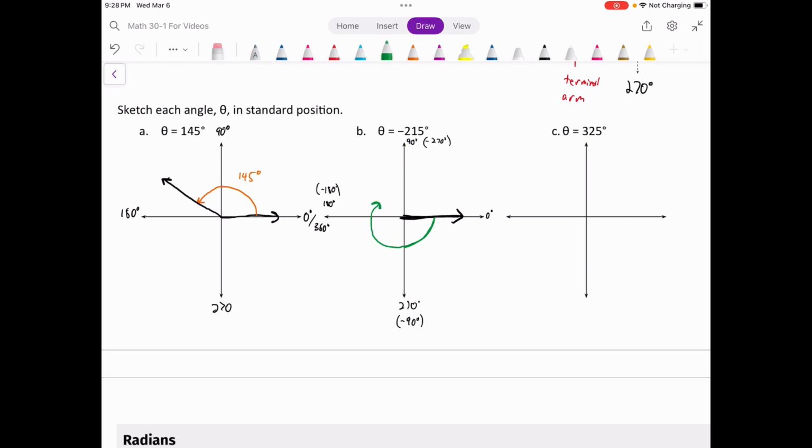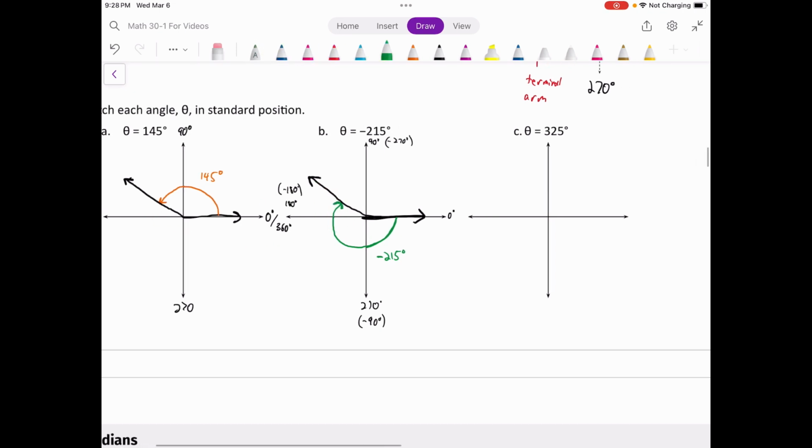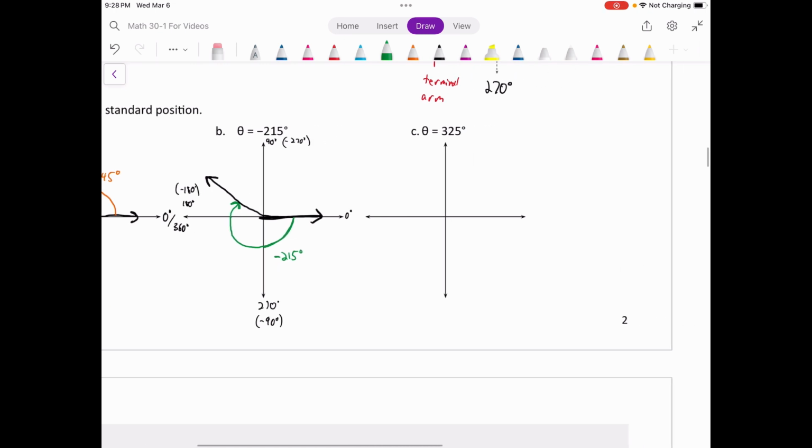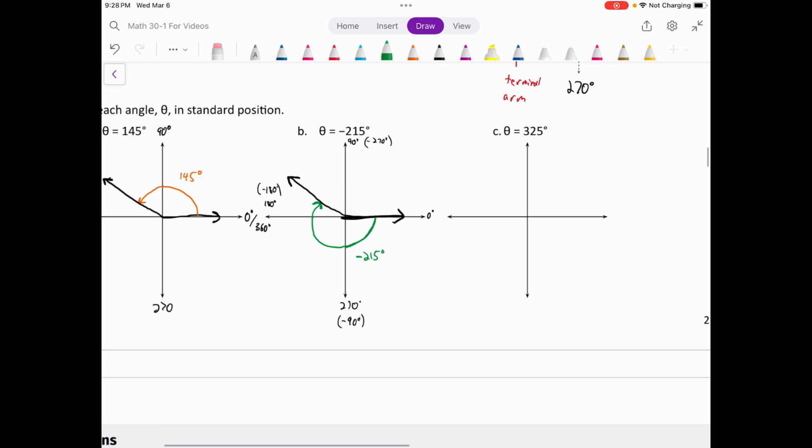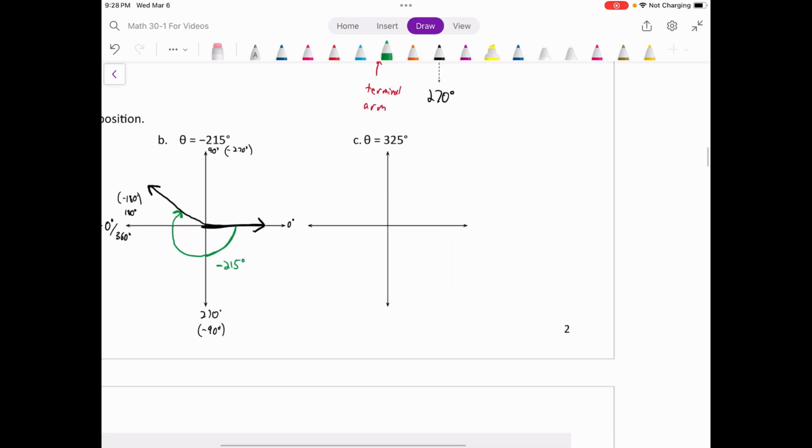Hey, these are actually coterminal angles, the first two that we just did, A and B, right? Because if you think about it, this is negative 215. It's actually ending in the same spot as this one. This is 35 degrees away from 180. So is this one, right? So their terminal arms are actually in the same place. We'll talk about coterminal angles more in this unit. But there we go. We sketched out an angle in standard position of negative 215 degrees.